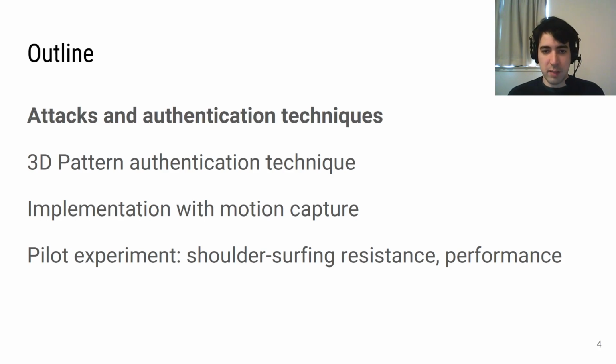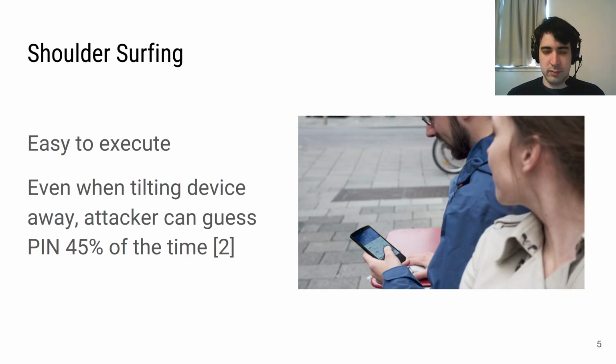I'll start off by talking about some attacks and authentication techniques. In our work, we focus on two attacks in particular. The first is shoulder surfing. Shoulder surfing is when somebody looks over your shoulder and can see what you're doing on your phone screen. This is an easy to execute attack, and even if you're tilting the device away, the attacker can still guess what the pin is 45% of the time.